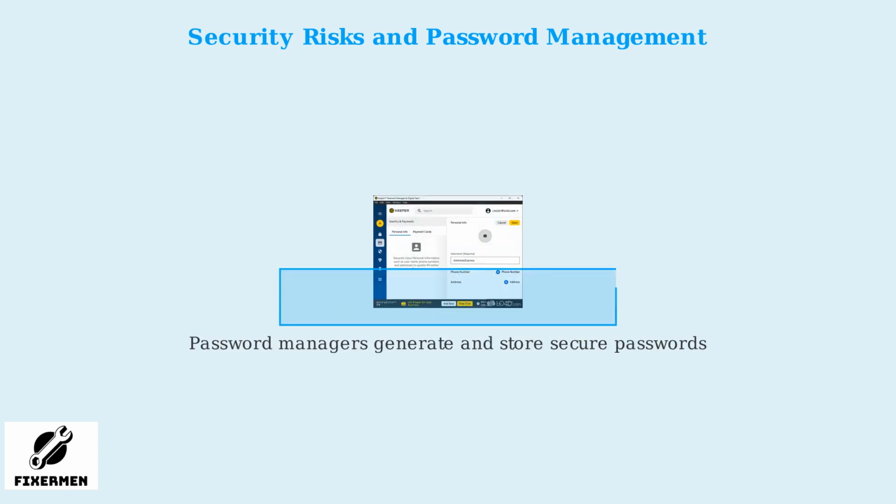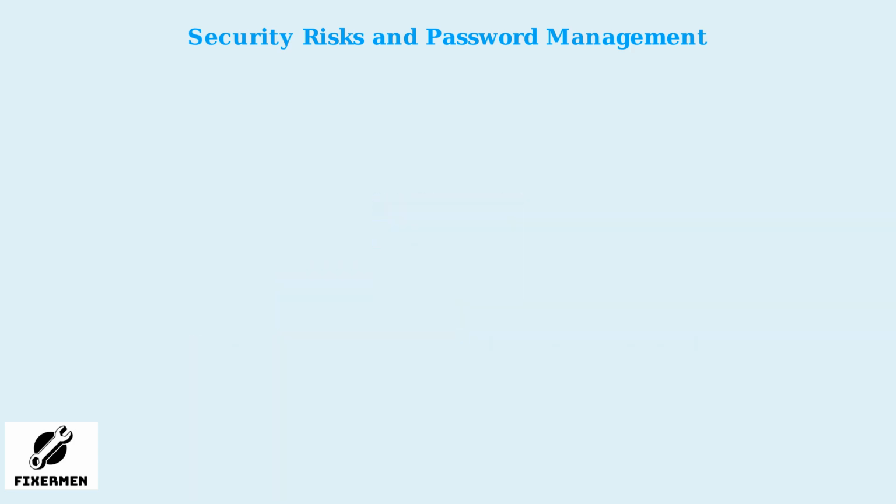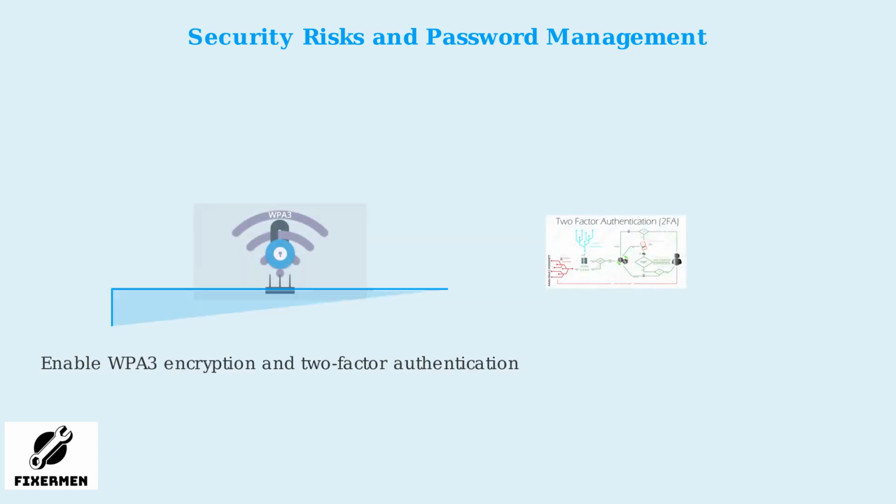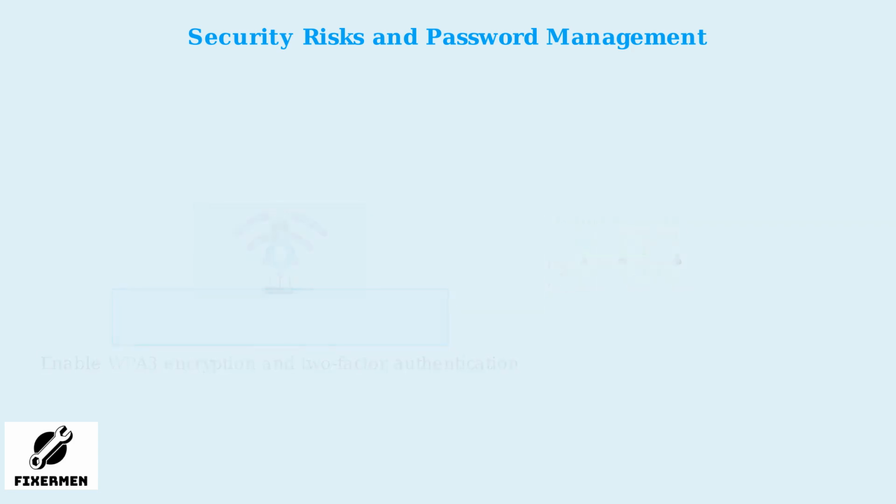Consider using a password manager to generate and store strong, unique passwords securely. These tools, like Keeper or similar services, encrypt your passwords and can autofill them when needed, reducing the risk of forgetting or reusing weak passwords across different accounts. Regularly review and update your router's security settings to protect against unauthorized access. Enable WPA3 encryption for stronger wireless security, and activate two-factor authentication where available to add an extra layer of verification beyond just a password.